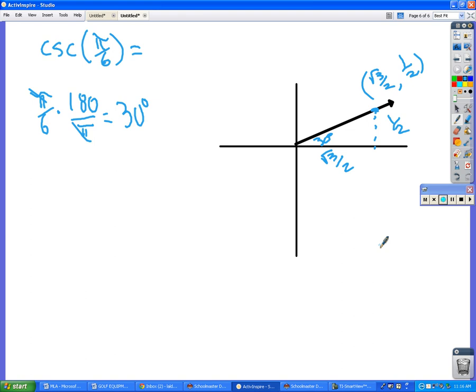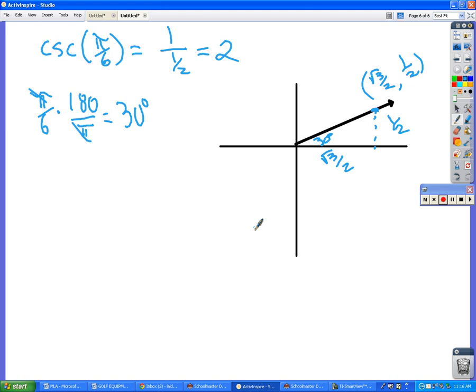I know it wasn't easy for you to do it before, but it's not like that's anything new. And now you have to do 1 over y. Okay, so then you have to think cosecant is 1 over sine, and sine is y, so cosecant is going to be 1 over y. So if the y coordinate is 1/2, 1 over 1/2 is 2. So the cosecant of pi over 6 would be 2.